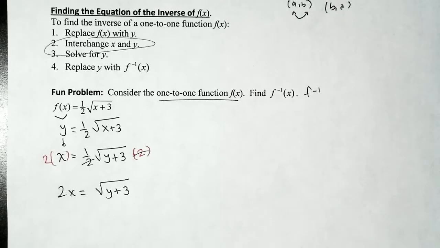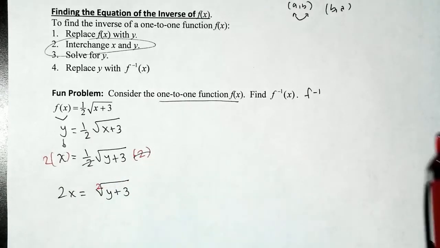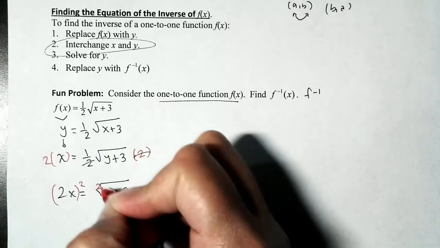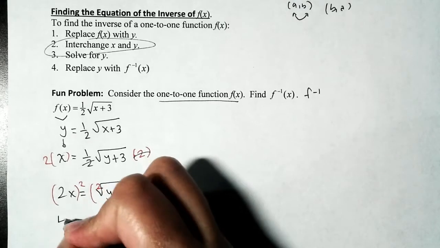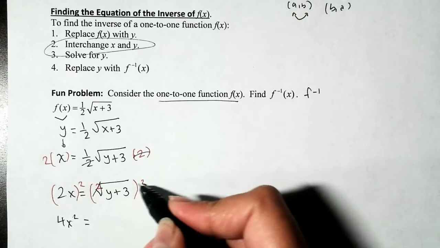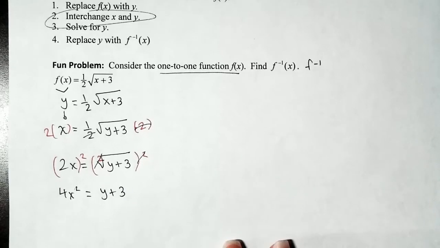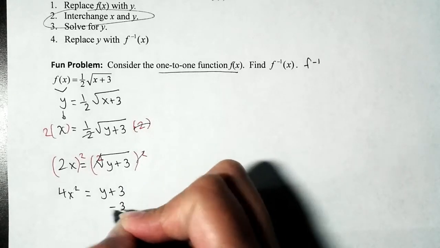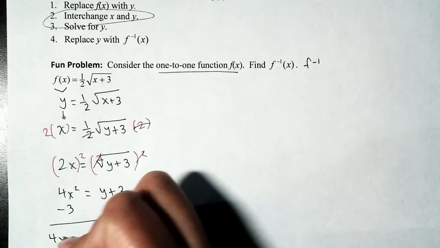To undo the square root, we raise both sides to a power equal to the index. Because the index is 2, we raise both sides to the second power, or we just say square, same difference. The square of 2x, 2x times 2x, gives you 4x squared, and on the right side the square and the square root undo each other, leaving y plus 3. So let's solve for y. After we subtract 3 from both sides, that gives us y equals 4x squared minus 3.